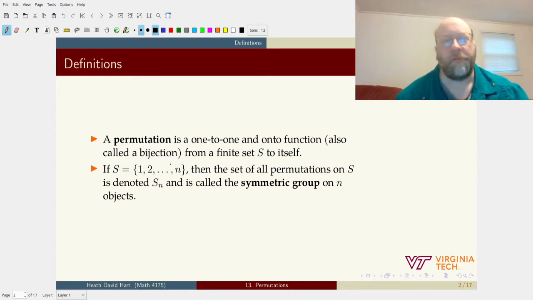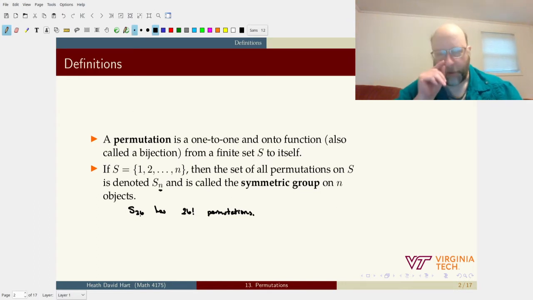Sometimes we'll refer to these by numbers instead of by letters. If we are talking about a permutation of a set of n objects, we sometimes call the set of all permutations S sub n. So there are 26 factorial in S26. So S26 has 26 factorial permutations in it. That is a lot of permutations. So this is a very large set.